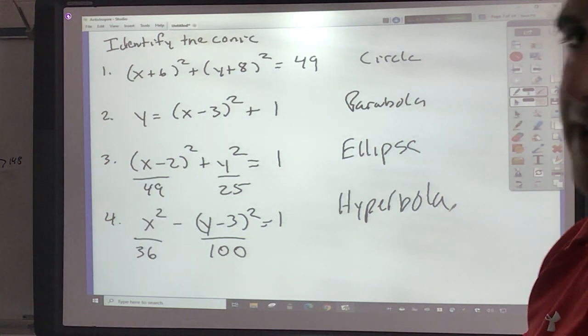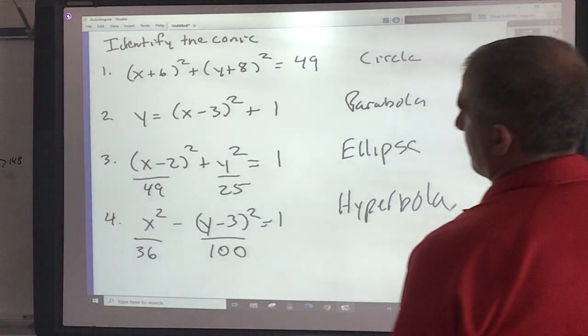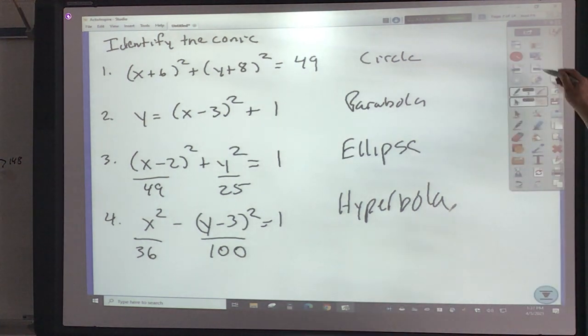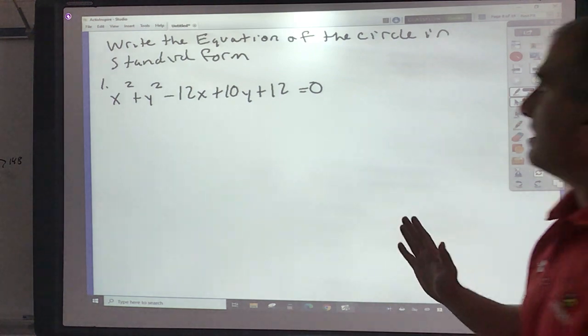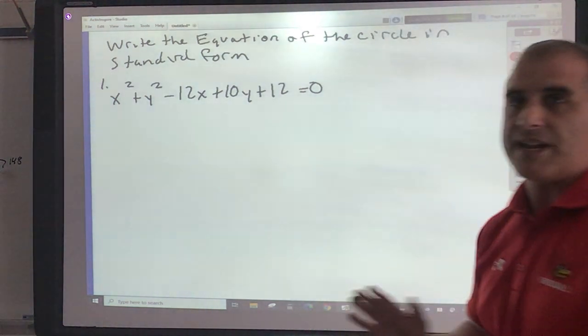Maybe later in the chapter we'll go over the graphing of these and then finding of them. The next thing we're going to talk about is writing the equation of the circle in standard form.